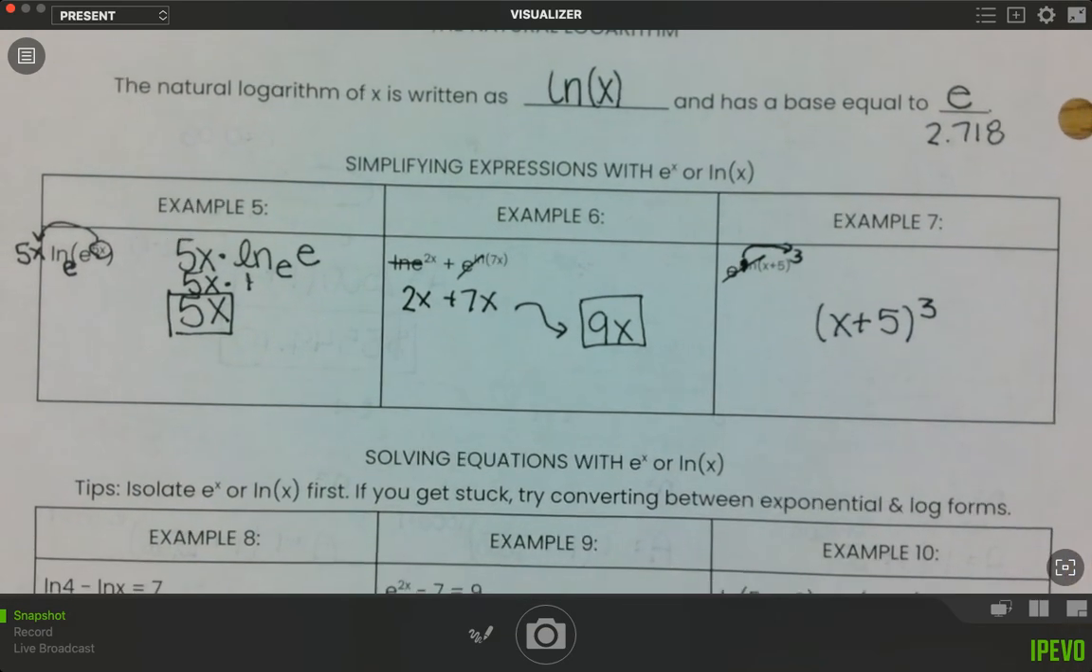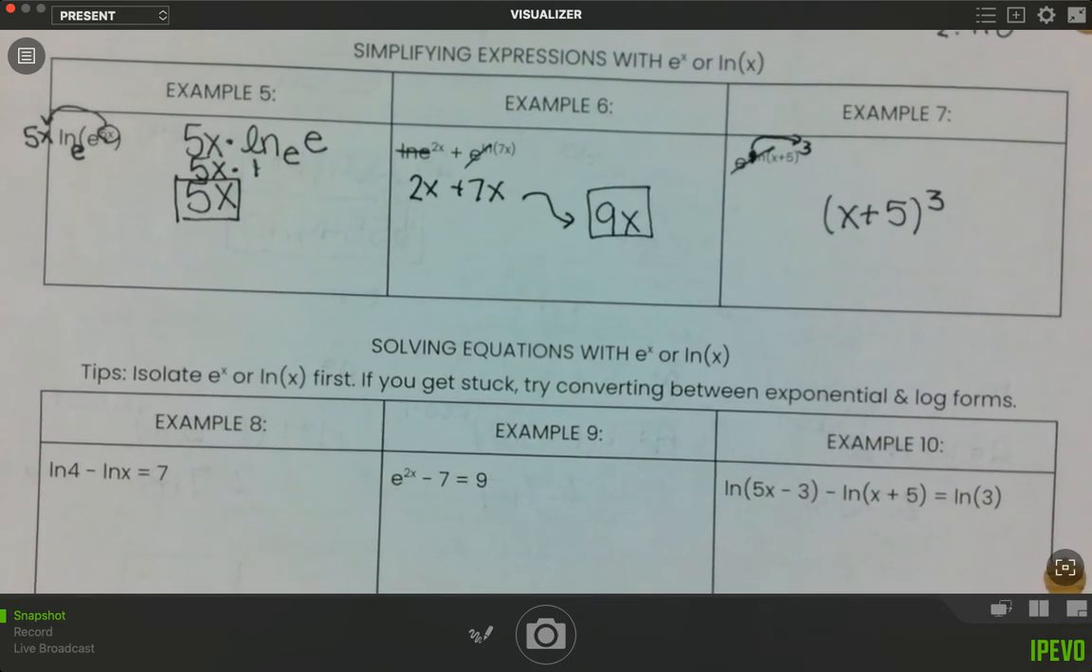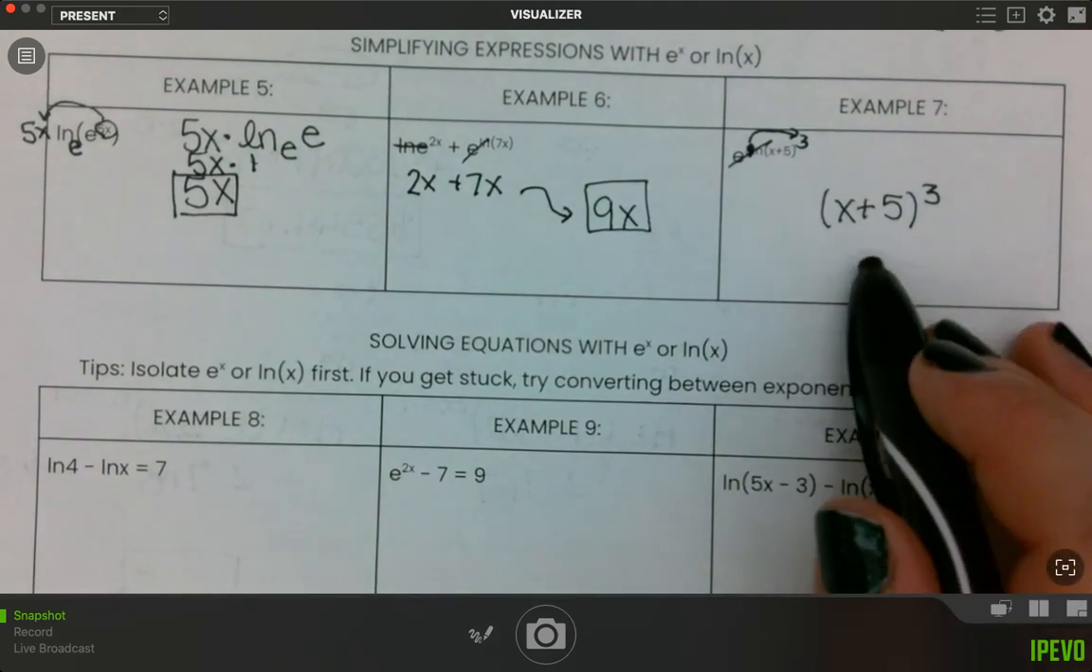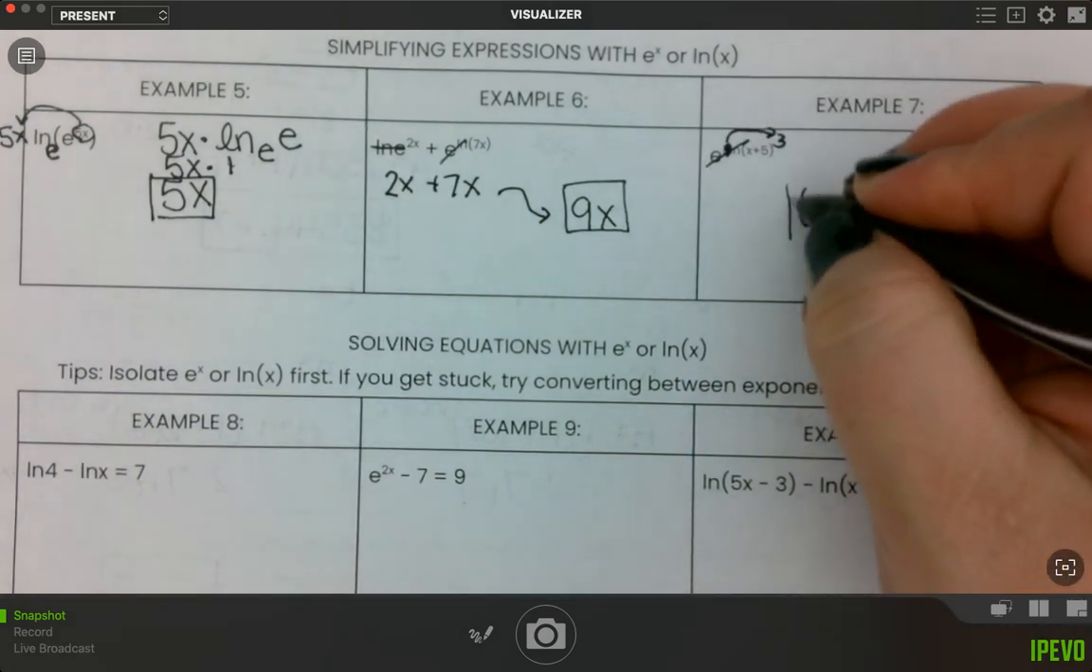Sometimes I forget that not everybody has a paper copy of this with them. And we're not going to solve what that is. We're just going to leave it like that. That's our answer.